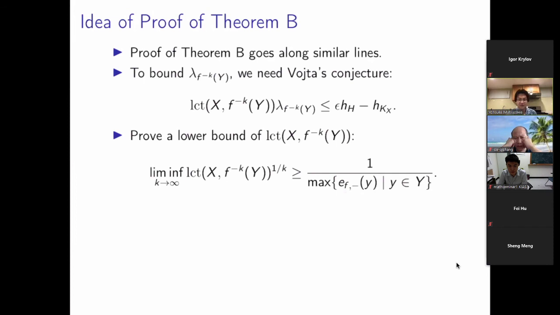So this involves just the log canonical threshold and multiplicity, the relation between log canonical threshold and multiplicity, and then we use Guignard's theorem to bound the multiplicity from below. So that's the idea of the proof of theorem B.